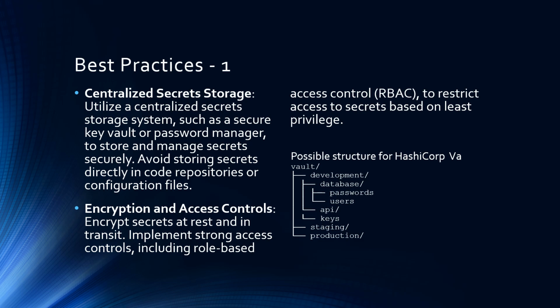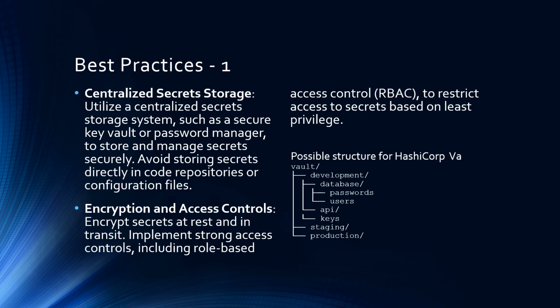Regarding encryption and access controls, implement multiple layers of security. 1. Encrypt secrets at rest using strong encryption algorithms. 2. Ensure encryption in transit using TLS. 3. Implement role-based access control, RBAC. 4. Use the principle of least privilege. 5. Enable multi-factor authentication for accessing secrets.